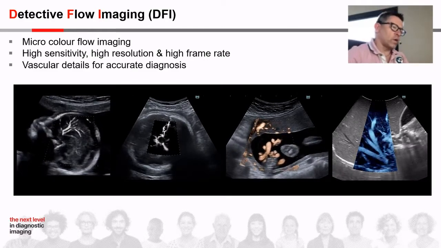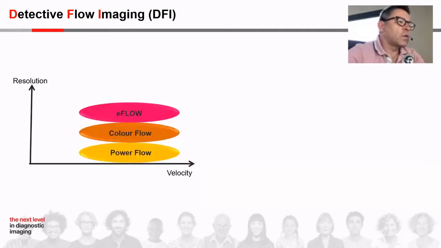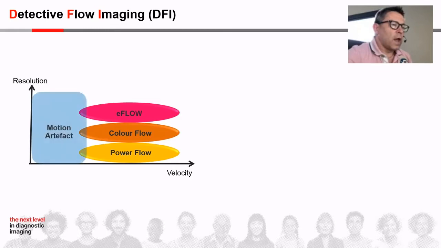Let's see why DFI is more sensitive. In this first graph, you can see the representation of conventional flow, color flow, power flow, and E-flow in relation to resolution. The problem in ultrasound is the interaction between the ultrasound beam and the tissue of the human body, which can sometimes cause artifacts. Even with the color modes, you can have artifacts caused by the movement of structures, such as the heart or vascular walls or by breathing movements. The DFI algorithm also works on the part of the signal containing motion artifacts.